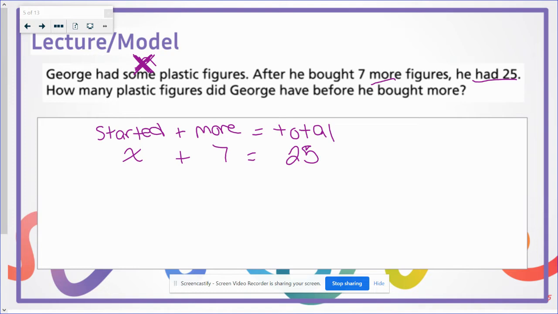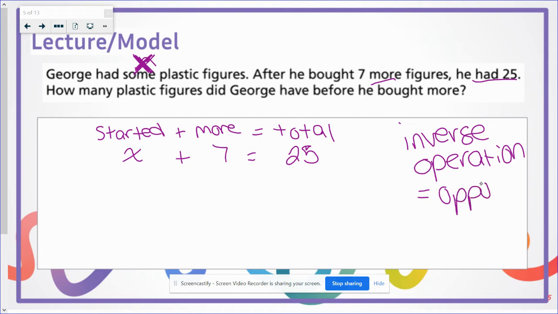Now to do that, we are going to use what is called an inverse operation. And that is basically going to mean in order to undo what was done, we're going to use the inverse or the opposite. So for instance, here, since we were adding 7 to something, we are going to do the opposite to undo that. To get back to where we started, the opposite would be to subtract.